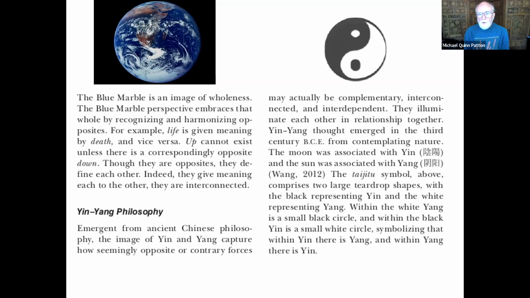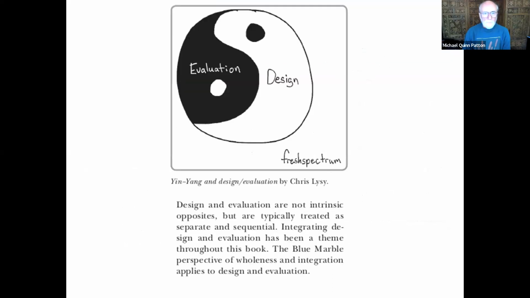Yin-yang thought emerged in the 3rd century before the modern era from contemplating nature. The moon was associated with yin and the sun associated with yang. The Taijitu symbol above comprises 2 large teardrop shapes, with the black representing yin and the white representing yang. Within the white yang is a small black circle, and within the black yin is a small white circle, symbolizing that within yin there is yang, and within yang there is yin.